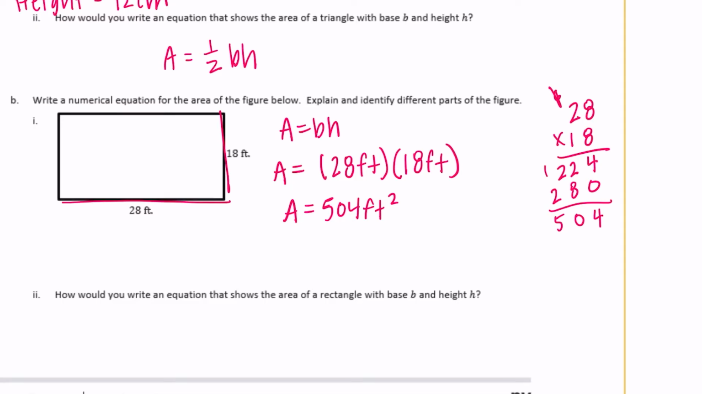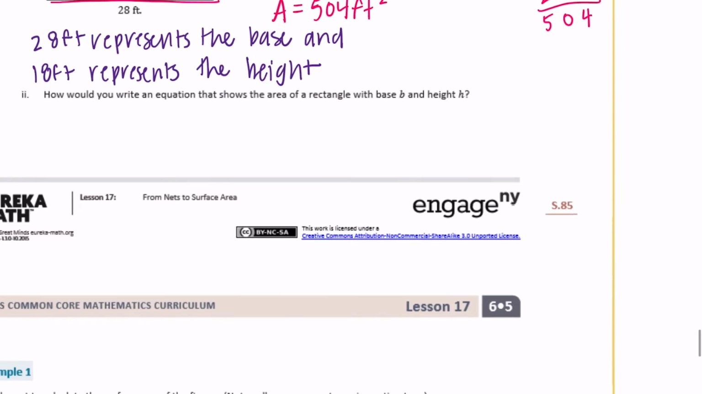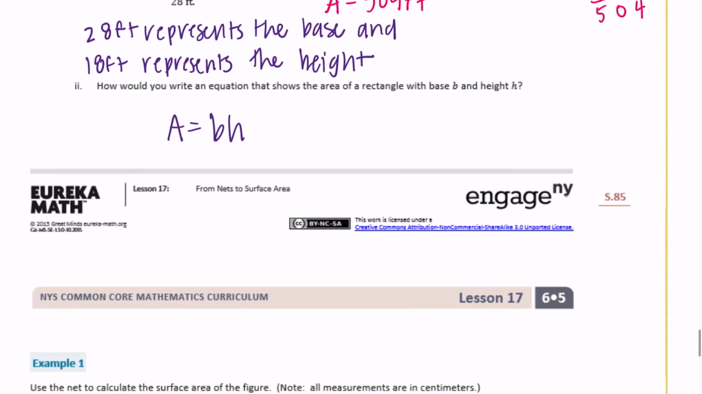So 28 feet represents the base, and 18 feet represents the height. And then again, part 2 says, how would you write an equation that shows the area of a rectangle with base B and height H? Well, area is equal to base times height for a rectangle.